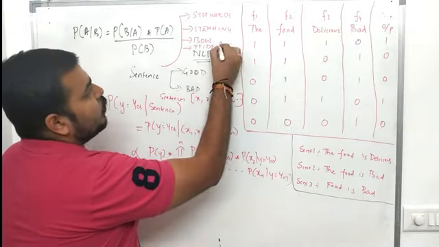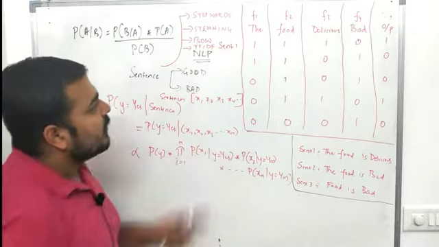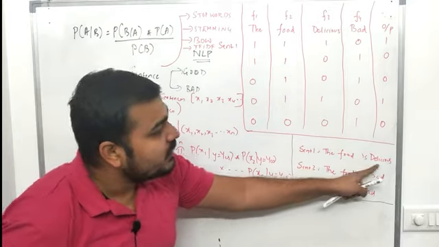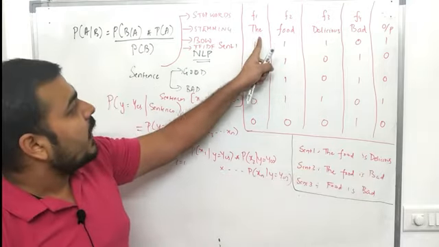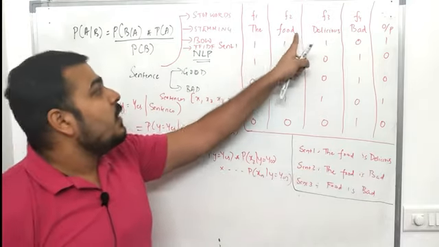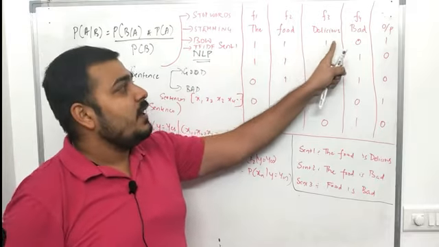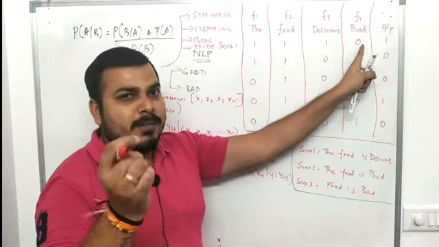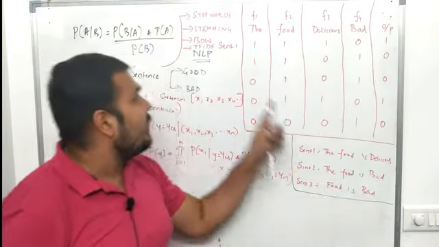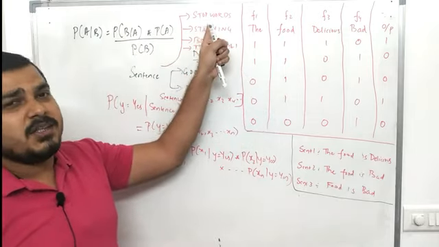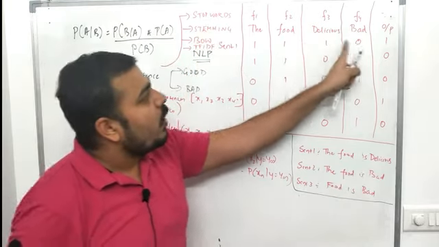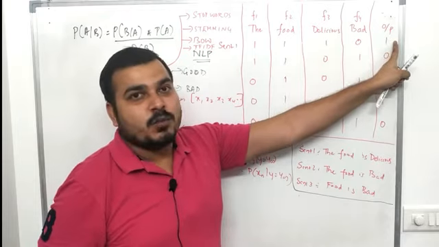Now my sentence 1 over here is "the food is delicious". So for "the", I'm putting the count as 1, food again 1, delicious 1, bad is 0. Now you may be thinking, where did "is" go? "Is" will be removed by the pre-processing step, that is stop words. So for all these values, I am getting the output as 1.